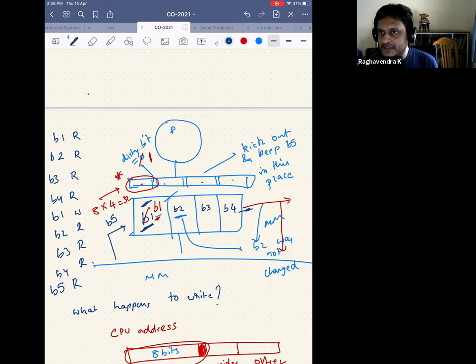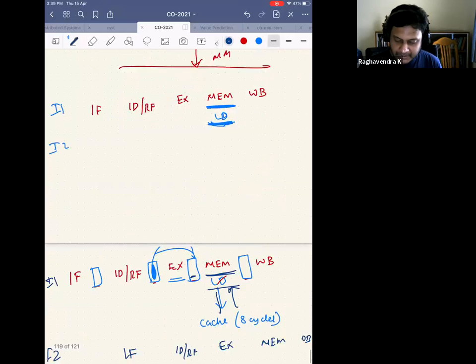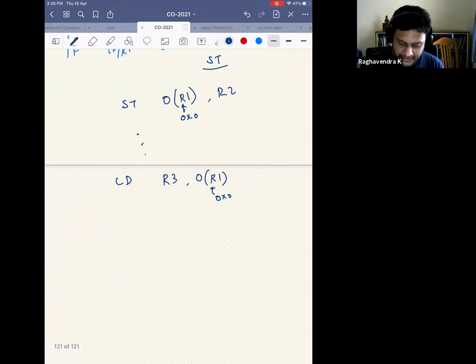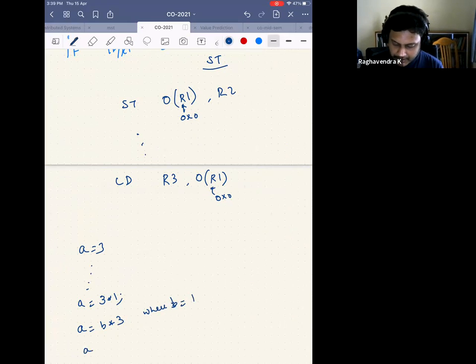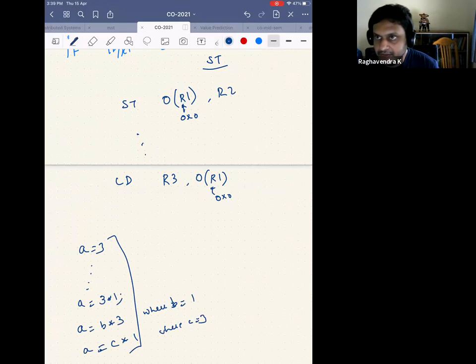There is one more issue with this design. There's one more optimization you can think about. When you see a C program, what do people generally do? They write A is equal to 3, and after some time they say A is equal to 3 into 1, and then after some time they will say A is equal to B into 3, where B is equal to 1. And then after some time, maybe they write A is equal to C into 1, where C is 3. Every time you're actually generating the same value.